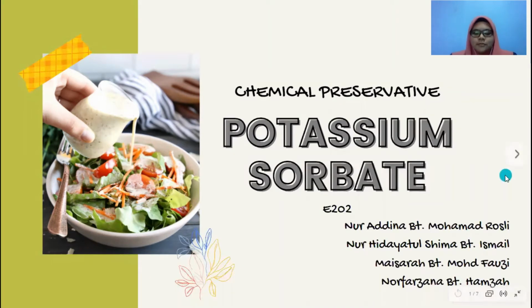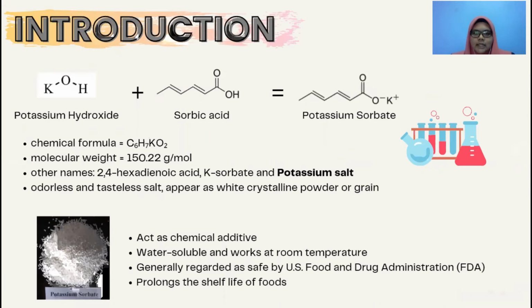Today we are going to present about the chemical preservative present in salad dressing, which is potassium sorbate, code E202. So let's look at the introduction. First, potassium sorbate is synthesized by neutralizing sorbic acid with potassium hydroxide. Its chemical formula is C6H7KO2 and its molecular weight is 150.22 grams per mole.